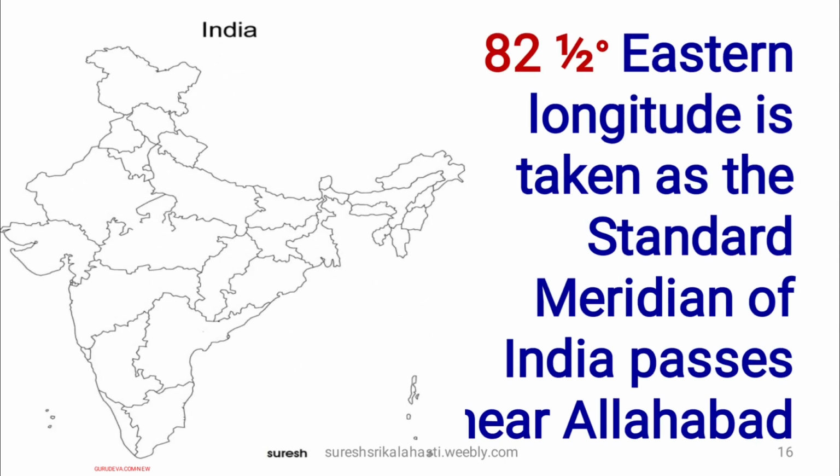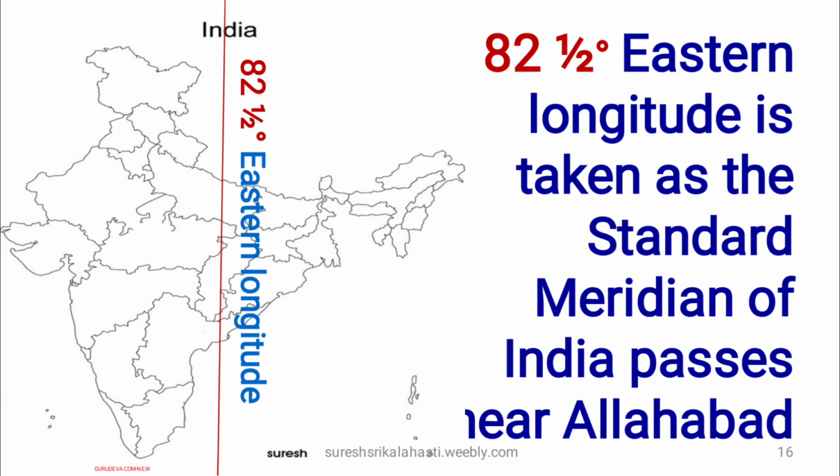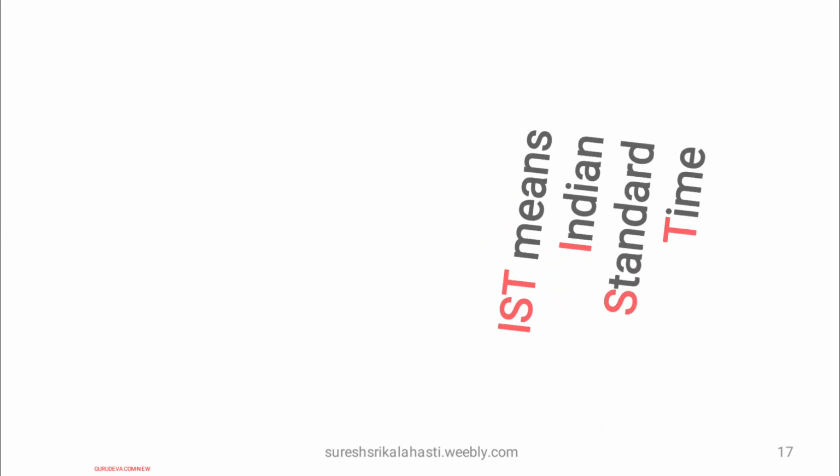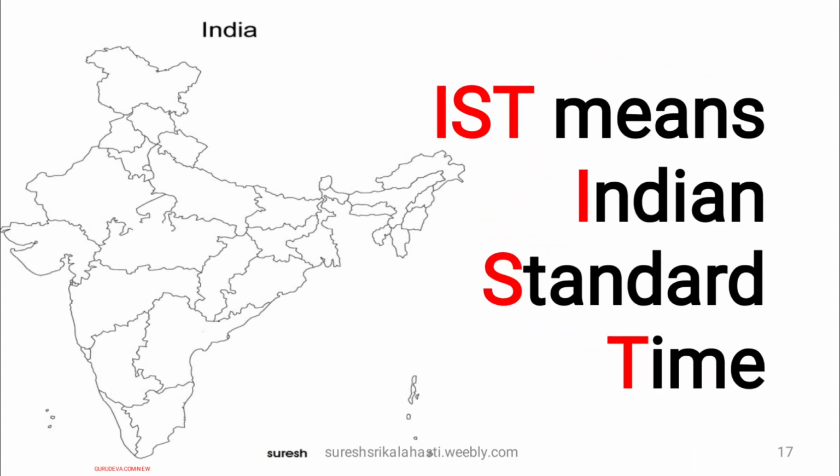82.5 degrees east longitude is taken as the standard meridian of India. It passes near Allahabad and Kakinada also. IST means Indian Standard Time. It is 82.5 degrees east longitude, and it is taken as the Indian Standard Meridian.